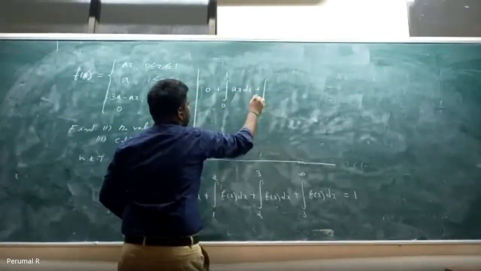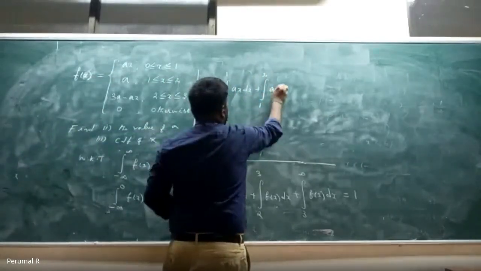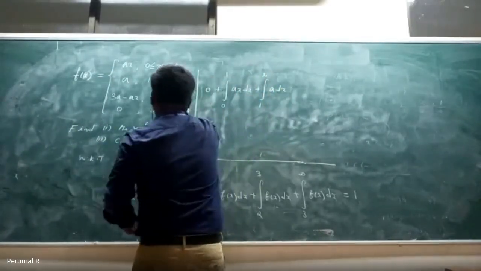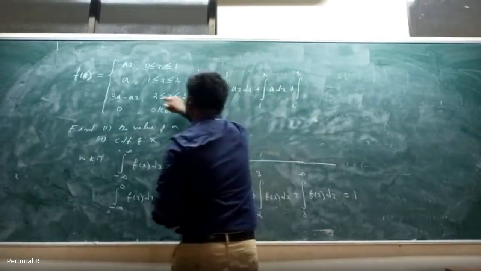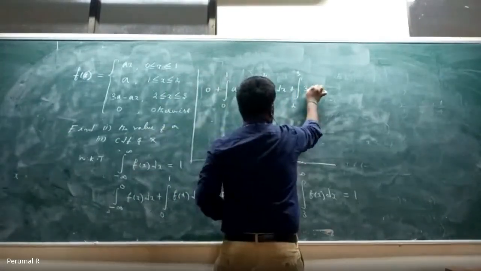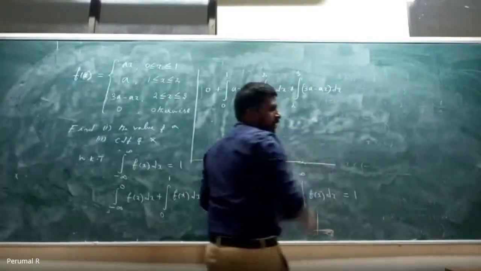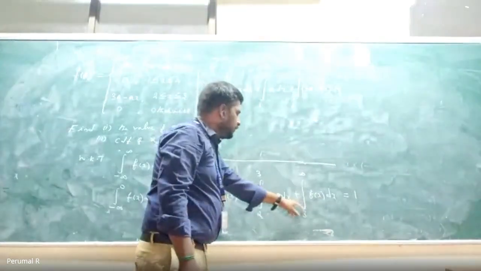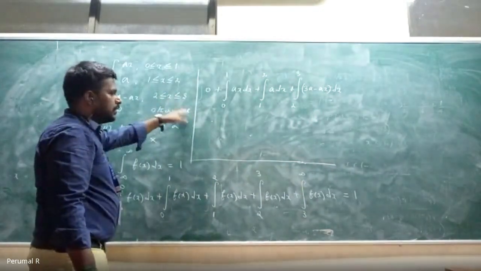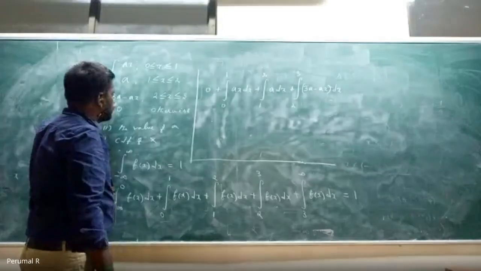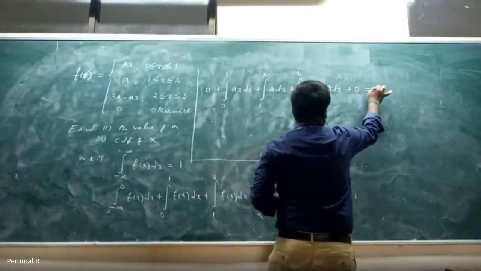Then 1 to 2, your function value becomes a, so a into dx. Next 2 to 3, your function value becomes 3a minus ax, dx. Now your fourth interval, 3 to infinity. Here also, it is defined only up to 3, so 3 to infinity is another interval where your function takes the value 0. So here also the fourth interval becomes 0, that is, equal to 1.